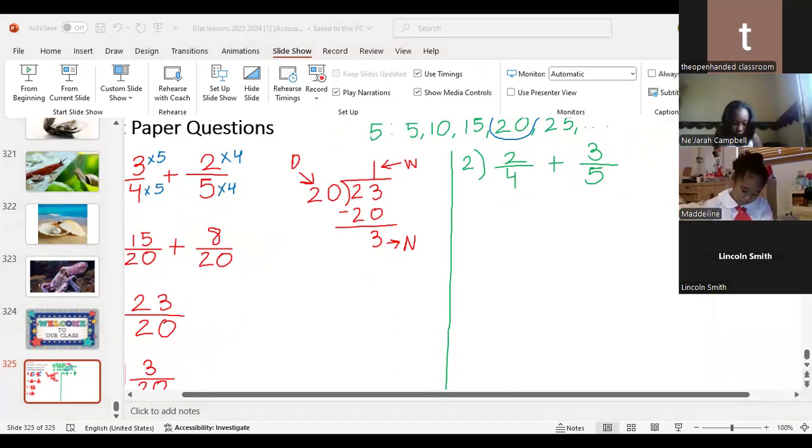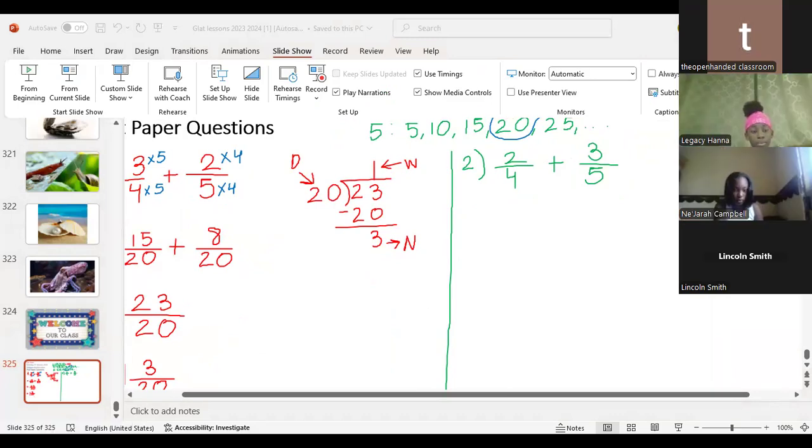Do me a favor, please. Type your full name in the chat. Type your full name in the chat for me. And the middle name? Just your first and last. Do it in one text. Do not type it separately. Seth, thank you, Seth.